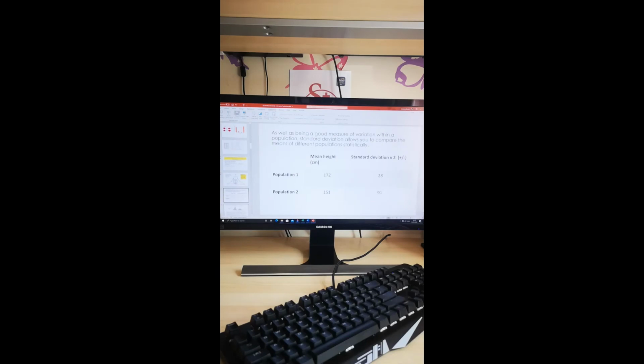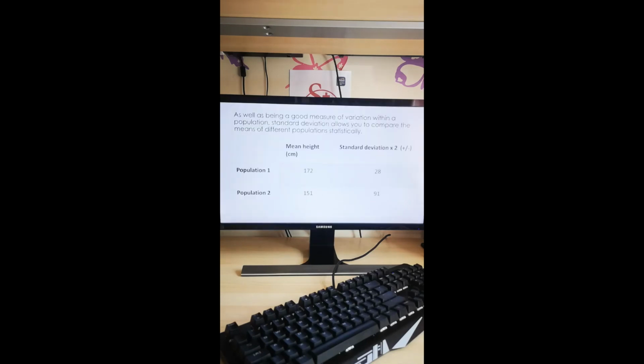Okay, so let's have a look then at using that information. As well as being a good measure of variation within a population, standard deviation allows you to compare the means of different populations statistically. So imagine this is population 1 and that's their mean height. And this is population 2. This is their mean height.